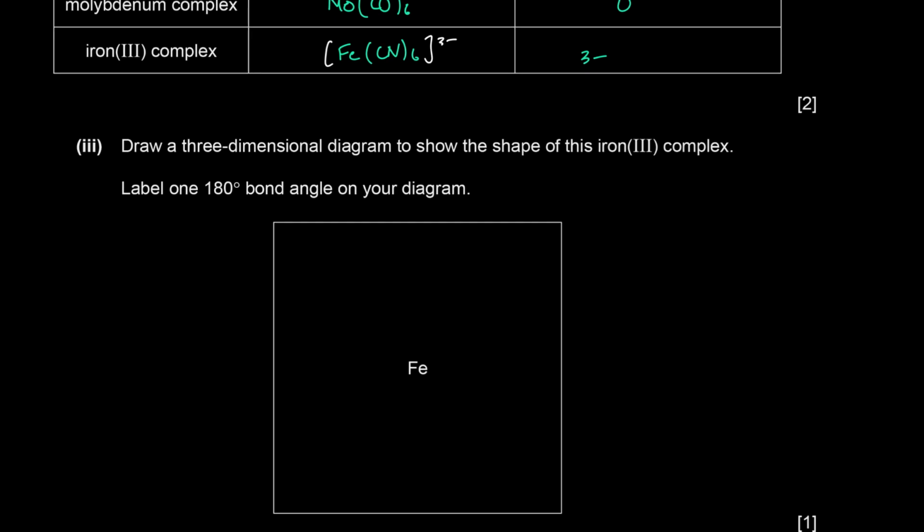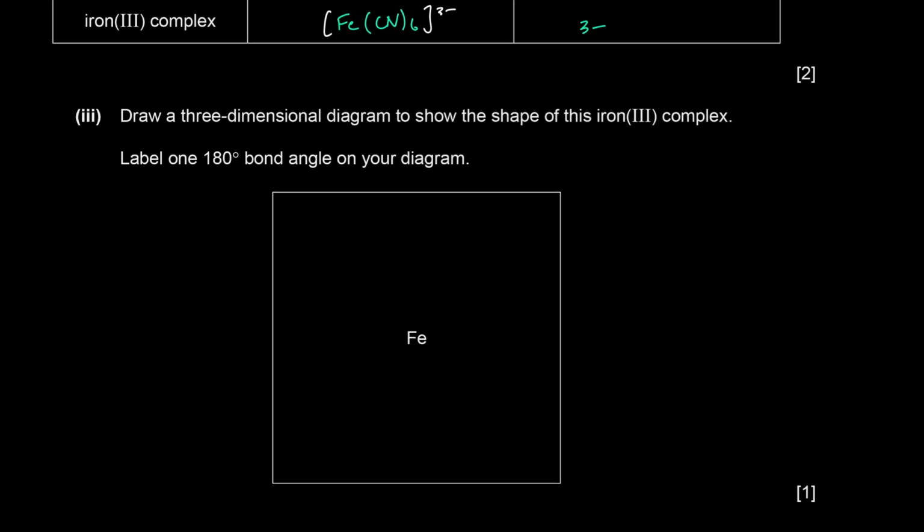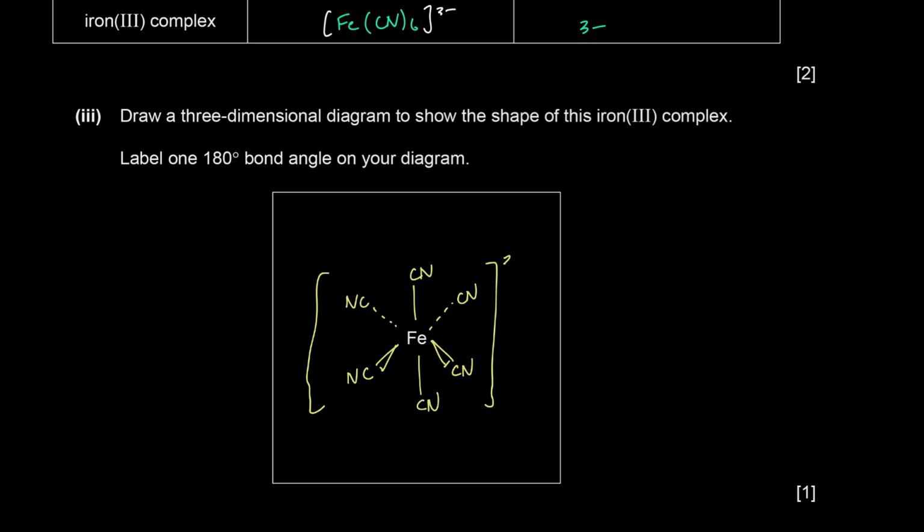Draw a 3-dimensional diagram to show the shape of this iron 3 complex. So over here you have an octahedral complex with 6 cyanide ions, right? So what you have is this guy over here, this guy over here, and then this guy over here. So you have a CN, a CN, a CN. Make sure you show the carbon bonded to the iron, not the nitrogen, right? And this has a 3 minus charge.